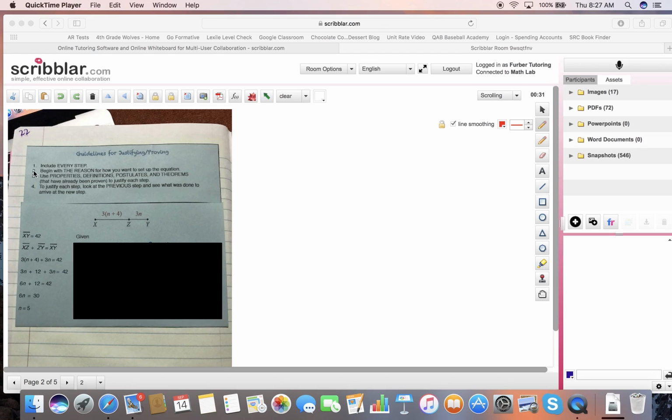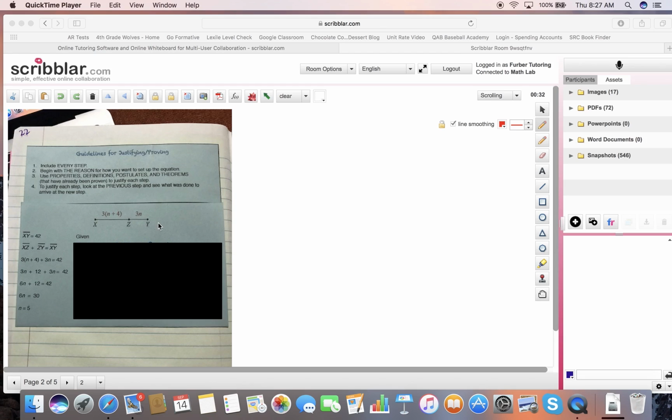So the first thing is you have to include every step. A lot of people, when you've done this for enough years, take some shortcuts when solving equations. When you're justifying your steps and proving your steps, you have to write out each step. Another guideline, you always begin with the reason for how you want to set up the equation, okay?